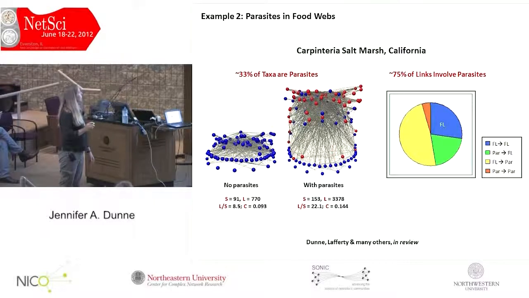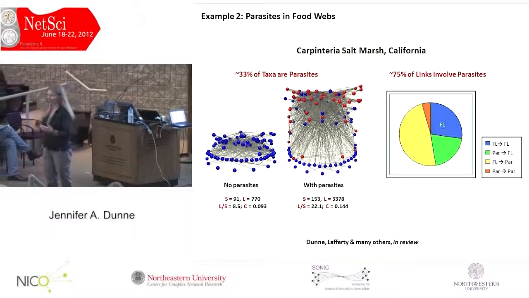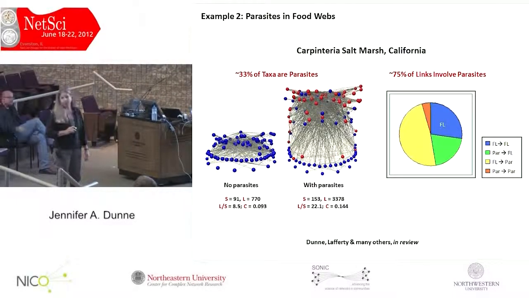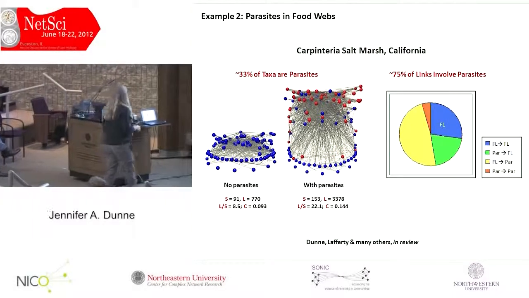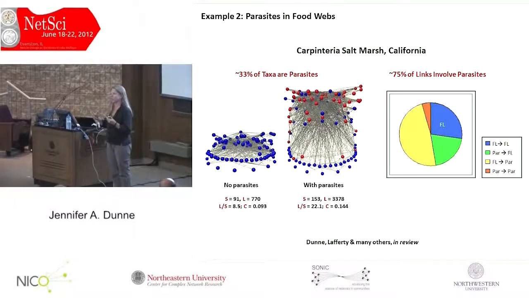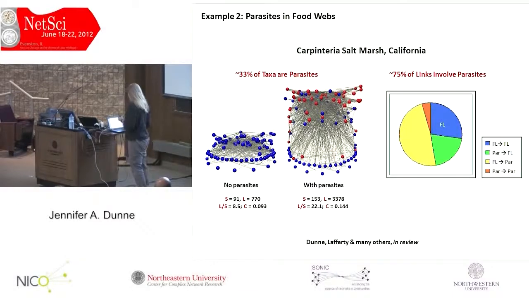When you throw the parasites in there, they represent a third of the species in that system. And that's not even covering all the possible parasites in this system. So clearly we're missing something by not including parasites. And 75% of the links involve parasites. So again, this is a situation where we can drastically improve the quality of the data and the coverage and comprehensiveness of the data and ask new types of questions.